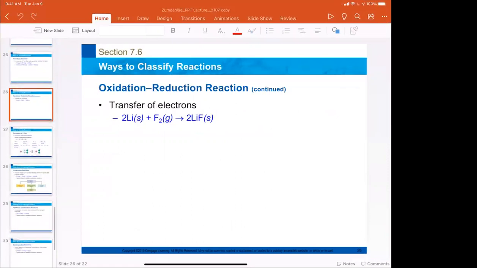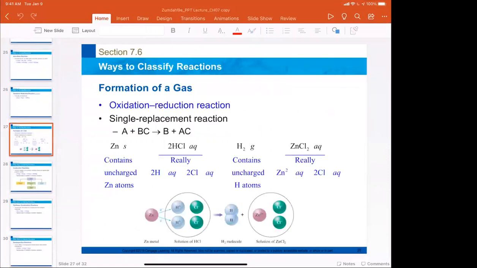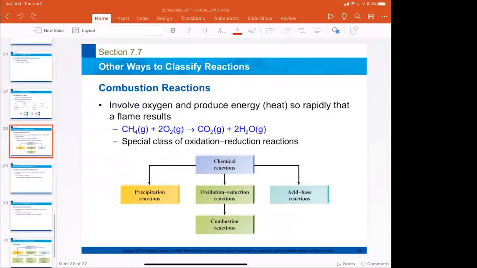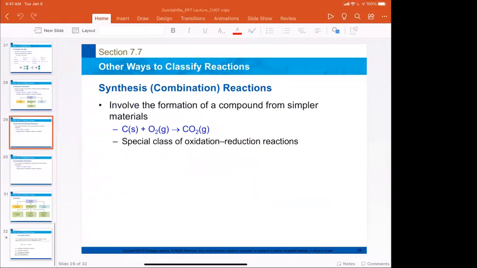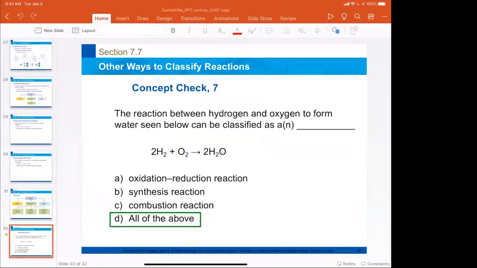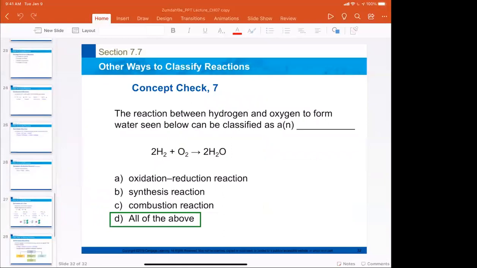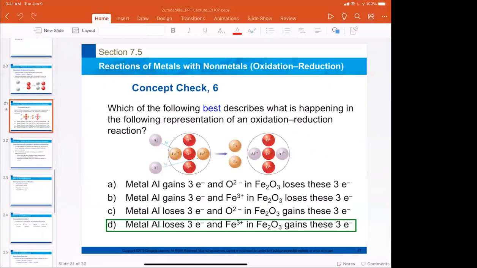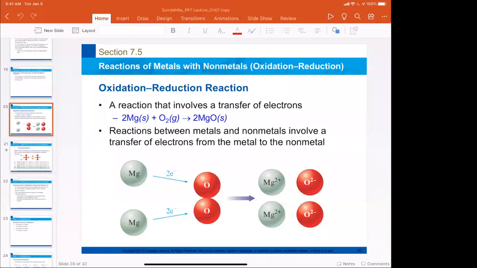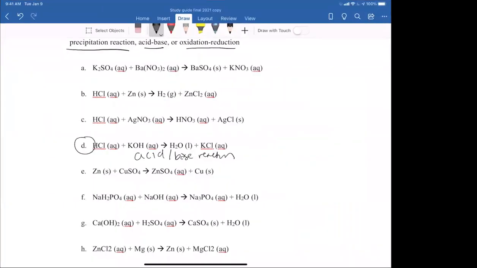An oxidation reduction reaction is when we have a transfer of electrons from one reactant to another. An example of an oxidation reduction reaction would be B right here.